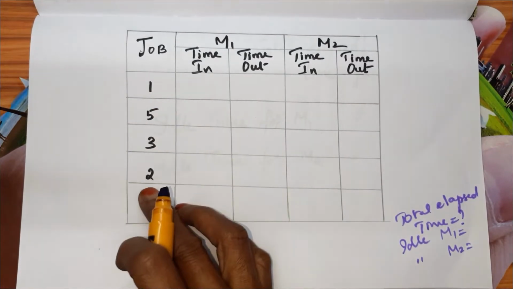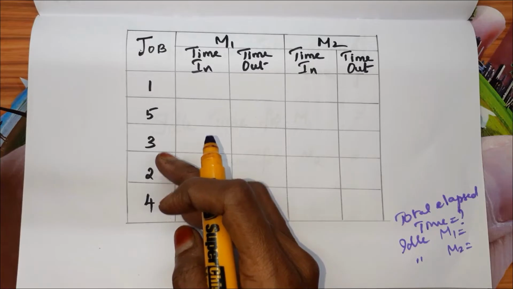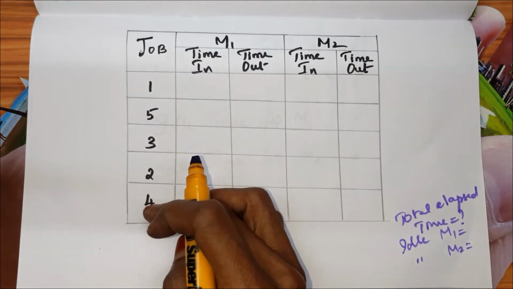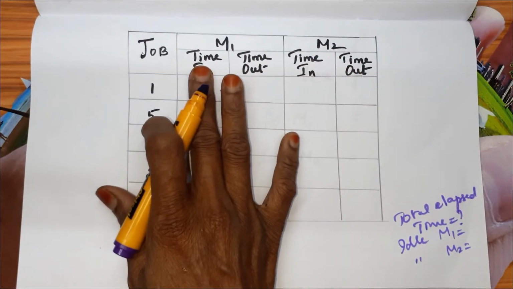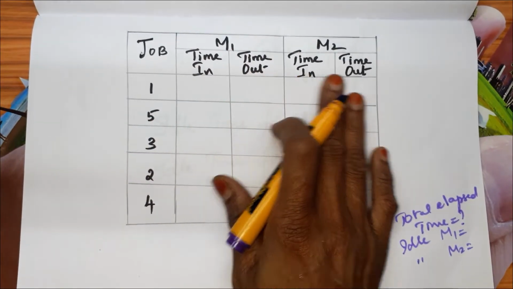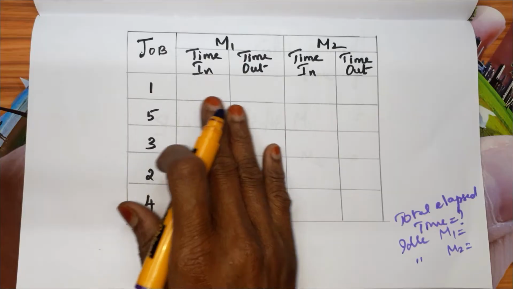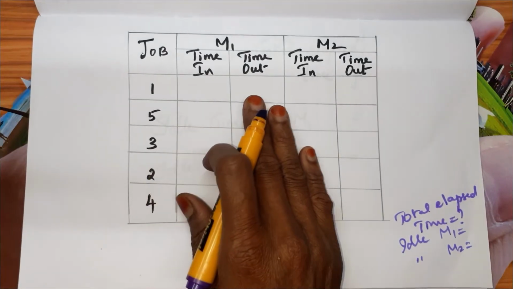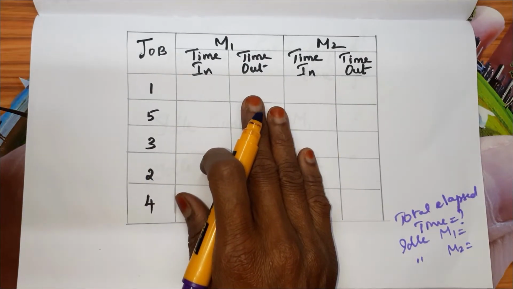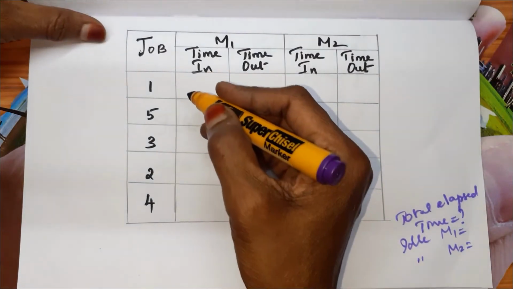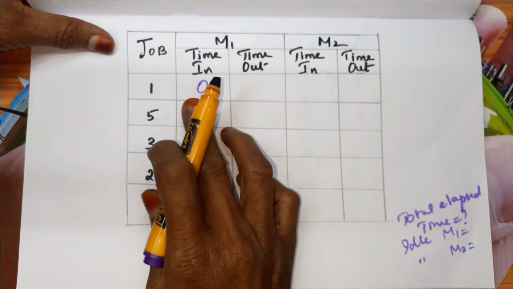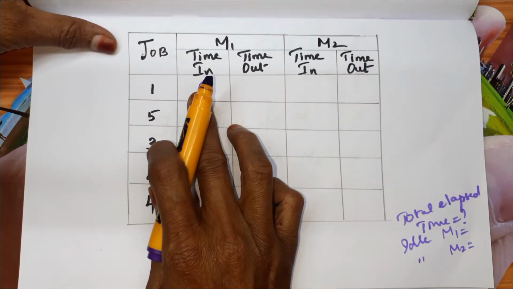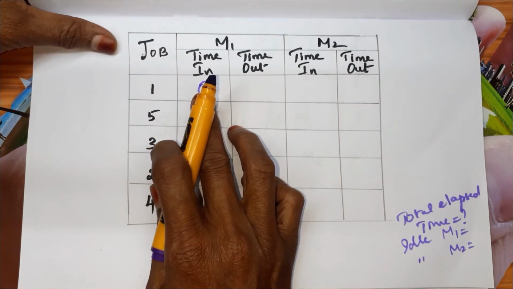In this order only we are going to process the jobs: 1, 5, 3, 2, 4. And for every job we have to take M1 and M2, with time in and time out. Time in is the time at which it is going to start processing. Very first, we will start from 0 hour, because this is the first job we are going to start. So from 0 time we are starting.